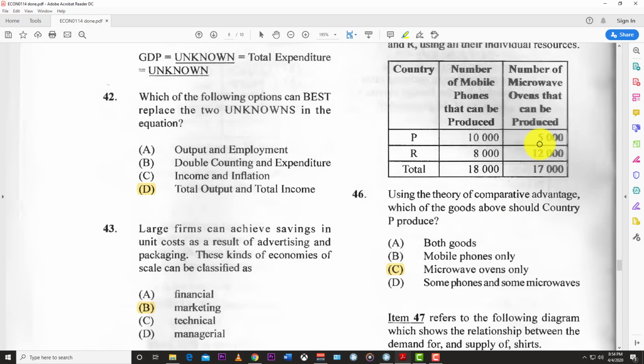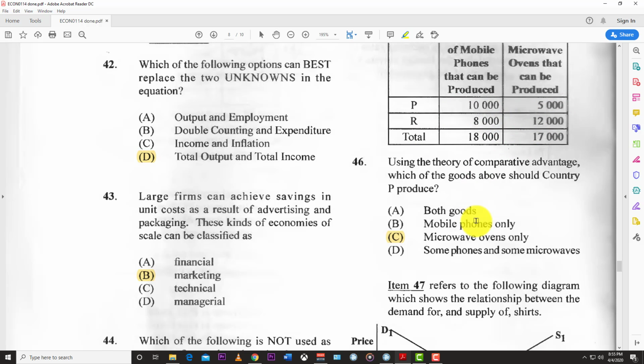If you do the maths, you'll see that if you put the 5,000 over the 10,000, then you will be able to calculate how many ovens they have to give up, and the answer is just 0.50. Whereas if you put the 10,000 phones over the ovens, that would give you 2. And so you will see that P would have a comparative advantage when producing microwave ovens, as opposed to country R, who would have to give up 1.5 ovens for this level right here.